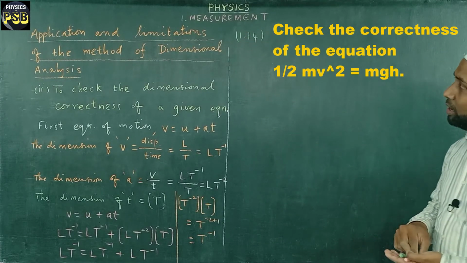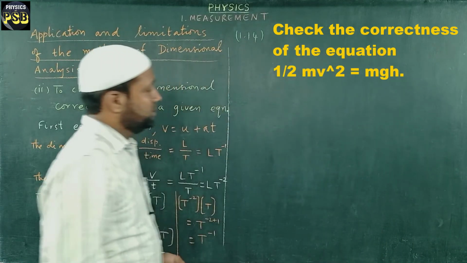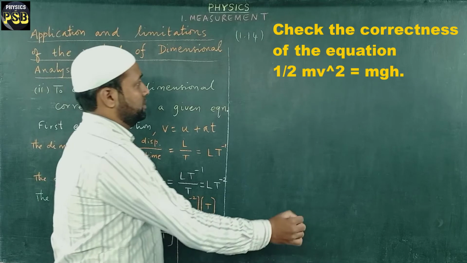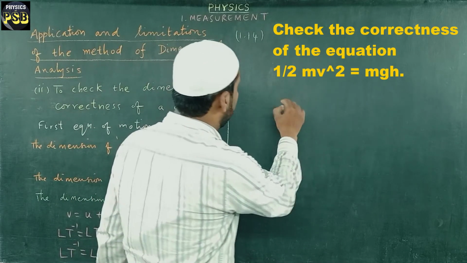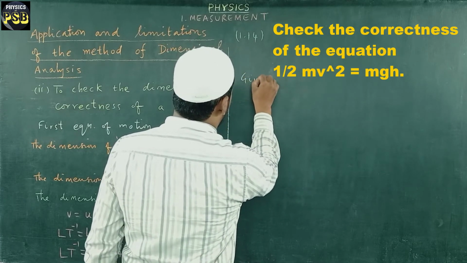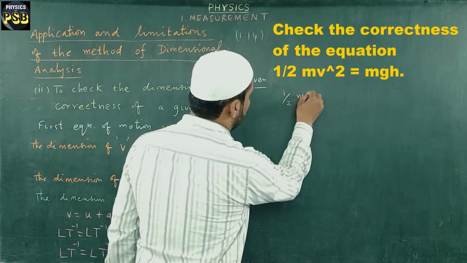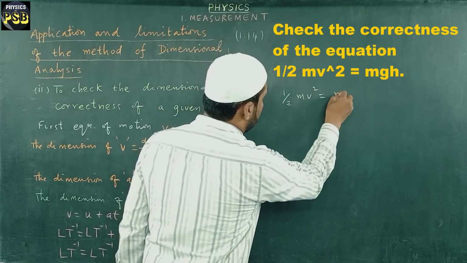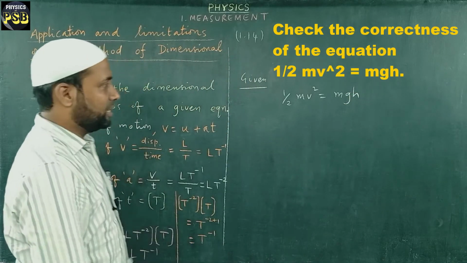Here they have asked us to check whether this equation is dimensionally correct or not. The given equation is half mv square is equal to mgh. Now I'll check whether this equation is dimensionally correct or not.